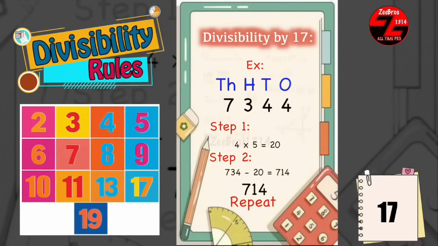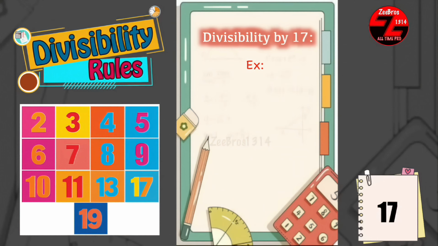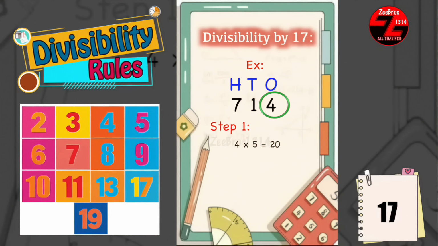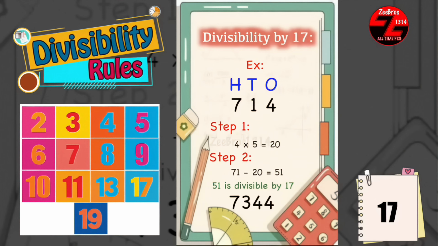So, repeat the steps. With 714, take the last digit of the number, that is 4, and multiply it by 5, that will become 20. Subtract 20 from 71, it will become 51. 51 is divisible by 17. So, the number 7344 is also divisible by 17.